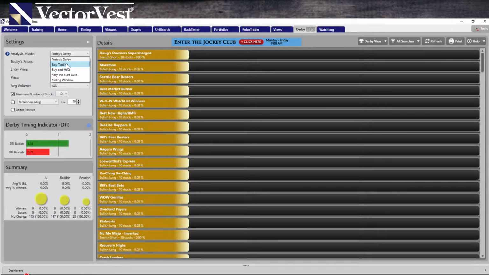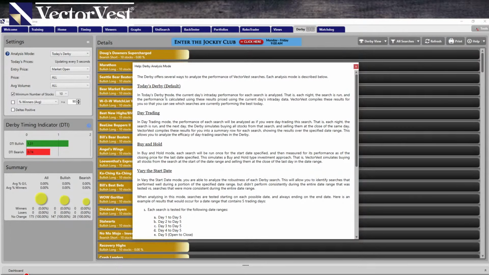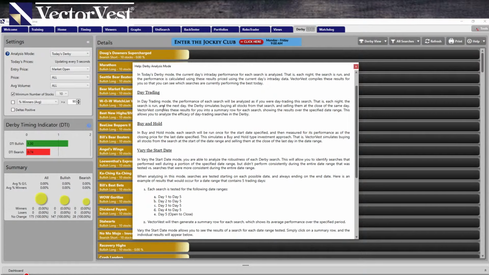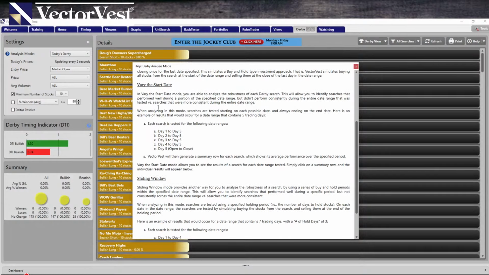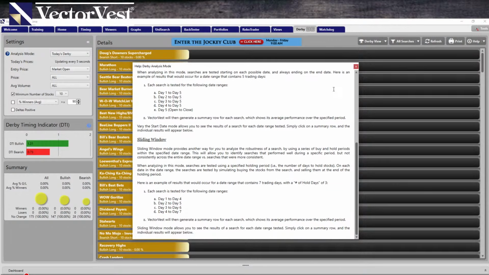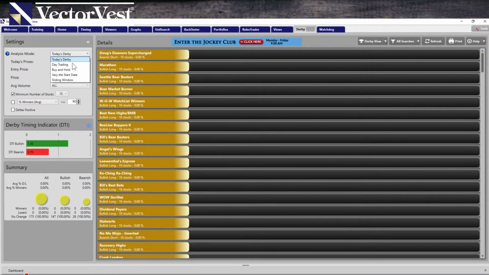But the day trading mode, and once you have the Derby tool, if you really want an in-depth analysis of how these modes work, click the blue question mark right here, and it will bring up a definition on how each and every analysis mode works. So it's not like we just say, here, have at it. There is a detailed analysis on how each and every analysis mode works. And I want you to realize that these other four outside of today's Derby are ideally set up for swing trading more so than not. Today's Derby is primarily for trading today.